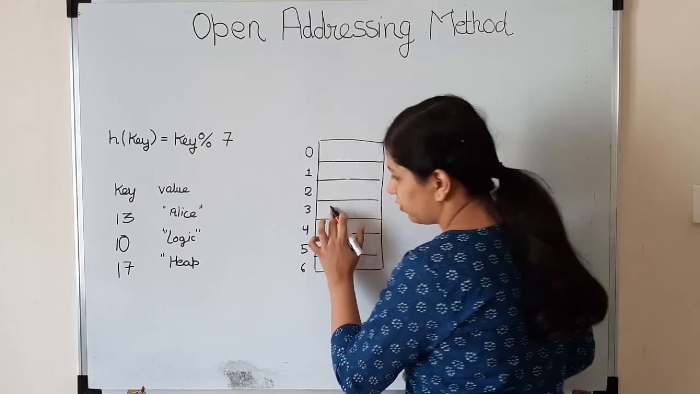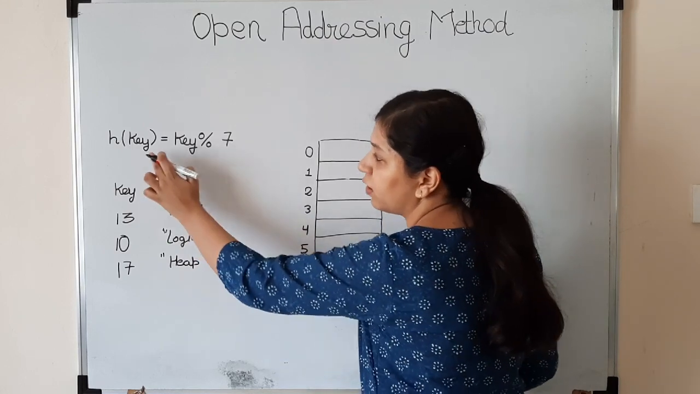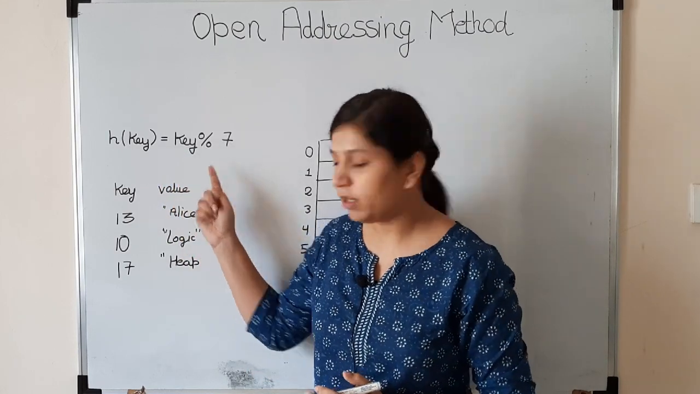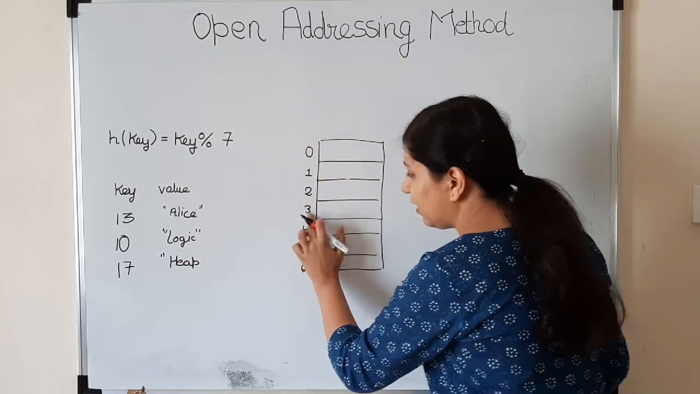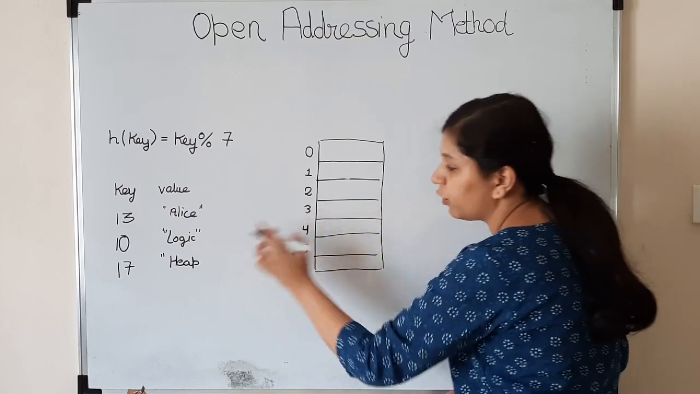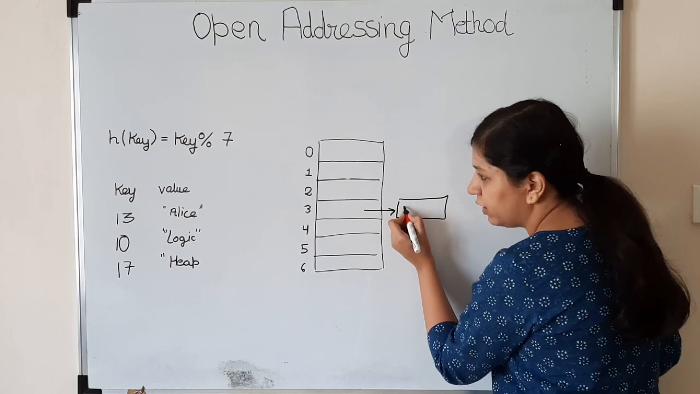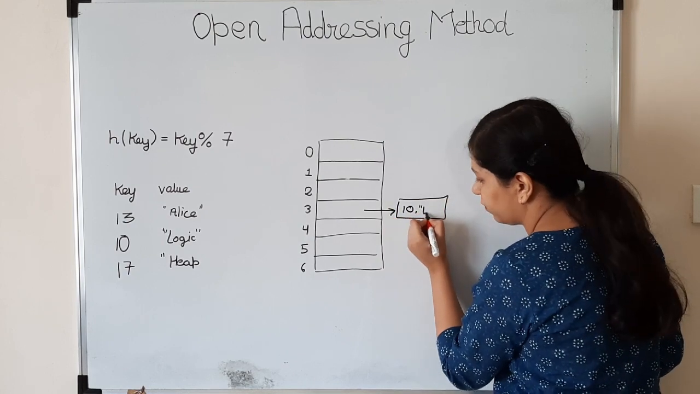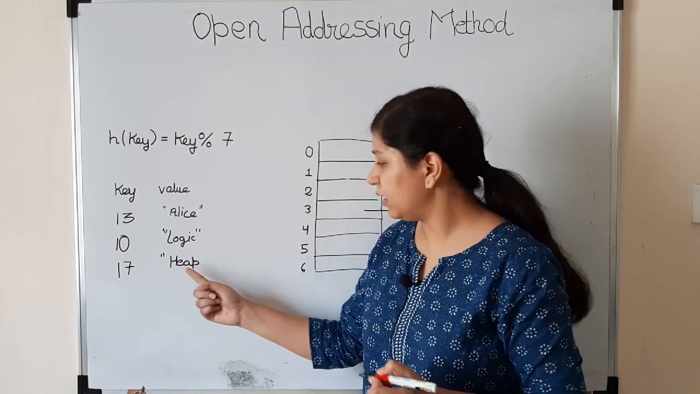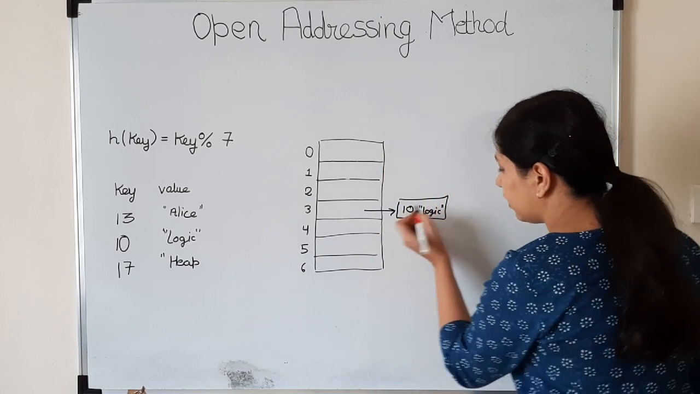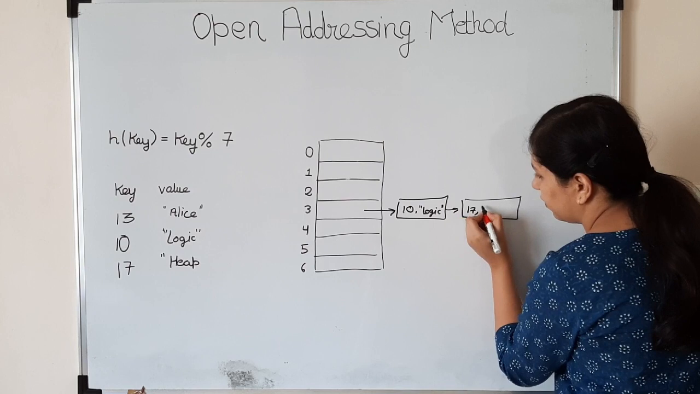Suppose for 3 we had 2 data, 10 logic. We have the hash function as key modulo 7. 10 modulo 7 is going to give you 3. So at index 3 you need to keep this key value pair. So you were maintaining a list with the key and the value. Next comes 17 heap. In the list you were appending this new data as well, 17 heap.